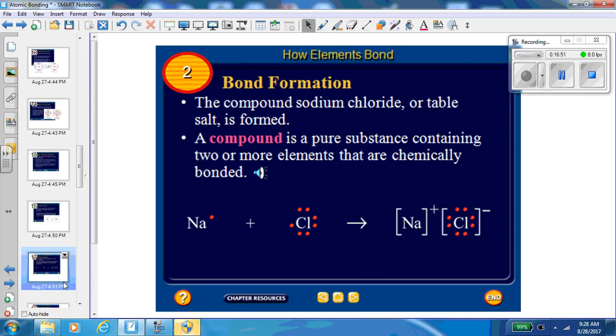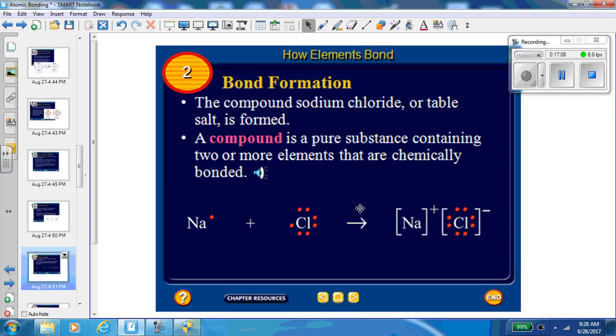All right. The compound sodium chloride, or table salt, is then formed. Whenever sodium and chlorine come together, you get what is called sodium chloride. A compound is what is formed. It's a pure substance containing two or more elements that are now chemically bonded.